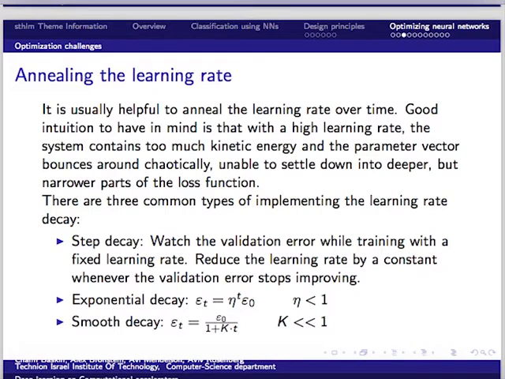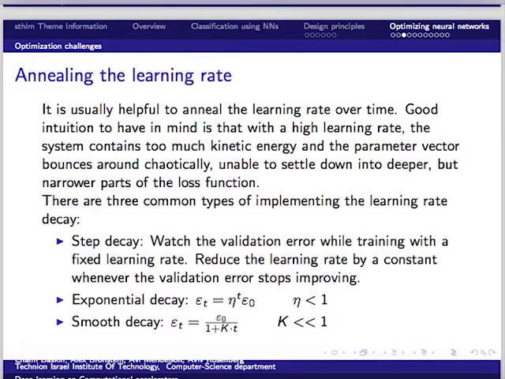It is usually helpful to anneal our learning rate over time. What is annealing the learning rate? Annealing the learning rate means changing our learning rate over epochs. Why do you think we want to change our learning rate during the epochs?